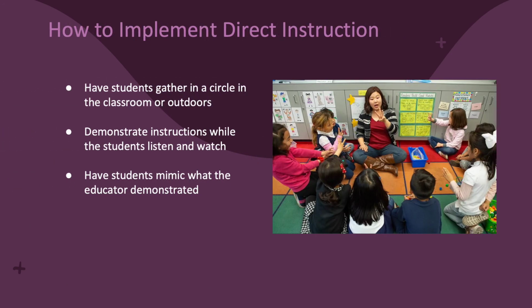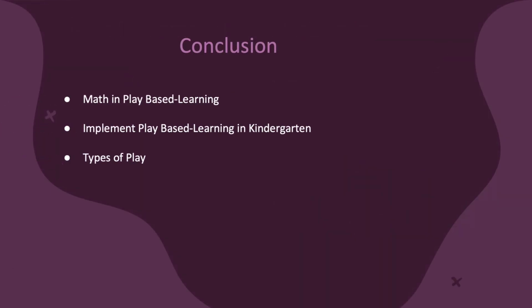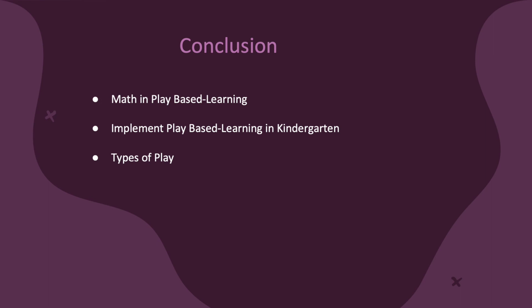You can incorporate direct instruction by having the students gather in a circle in the classroom or outside. The instructor will demonstrate the instructions while the students listen. Then they will be able to do it on their own. At the end of this week's module, you will take away how to incorporate math in a play-based learning environment, how to implement play-based learning in kindergarten, and will have knowledge on the 4 types of play.